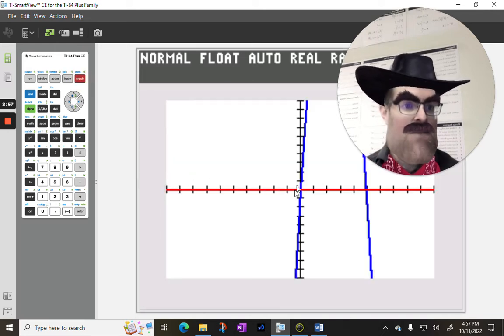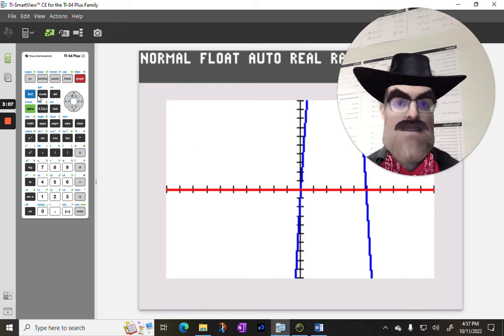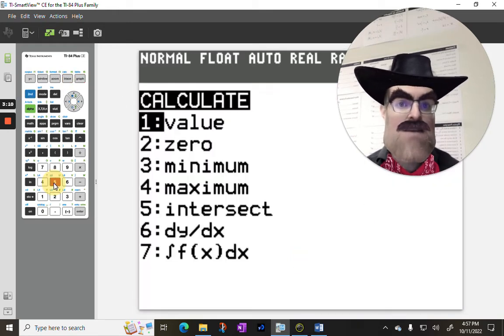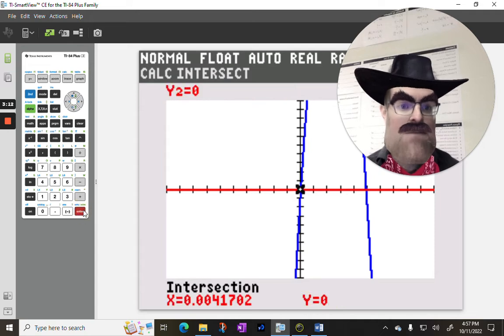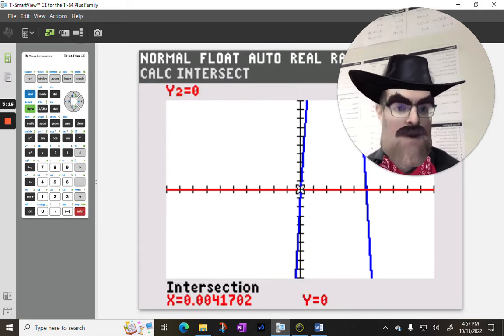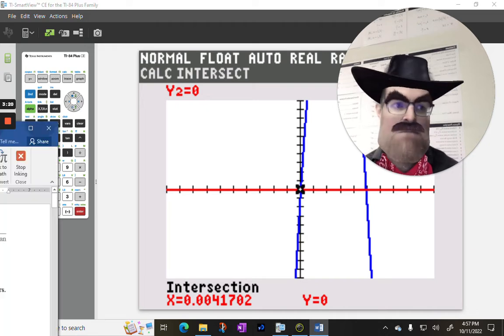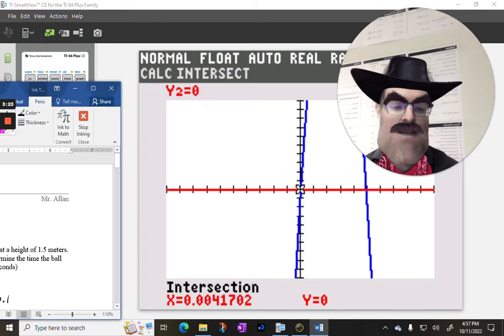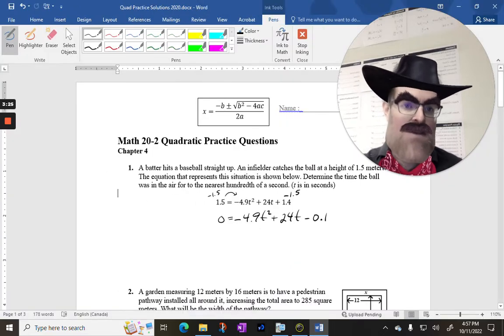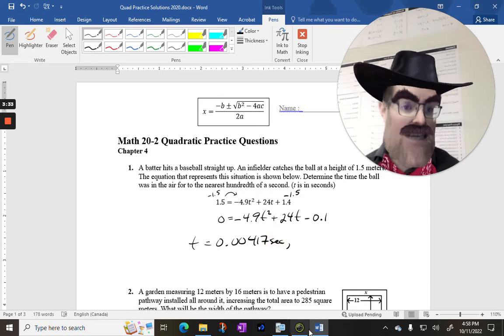Okay, so it looks like that's what I see. I hit graph. So there's my graph here. So I got two positions here that I'm going to have to find. So my head's kind of in the way, but you can actually see the x-intercepts here. So what I'm going to do is I'm just going to go second trace number 5, enter, enter, enter, and then I got one answer. Okay, so let's do the nearest hundredth. You're going to see why that is important here, about 0.004-ish. So right now I got t equals 0.00417 something.